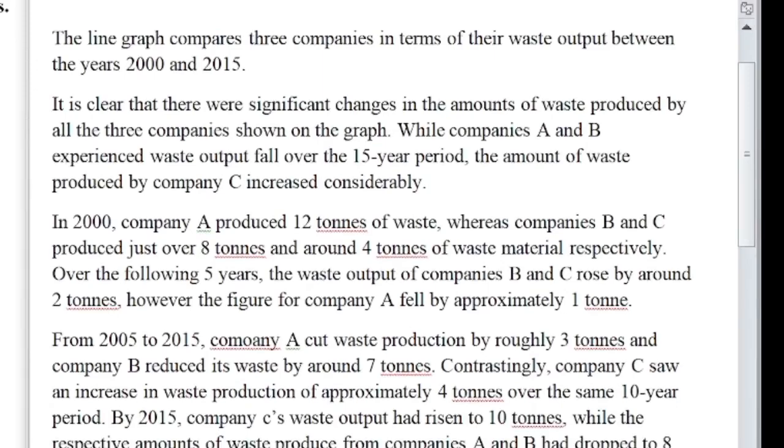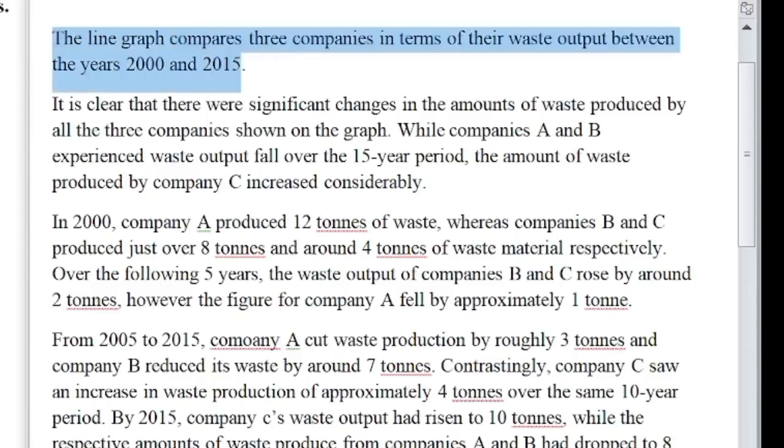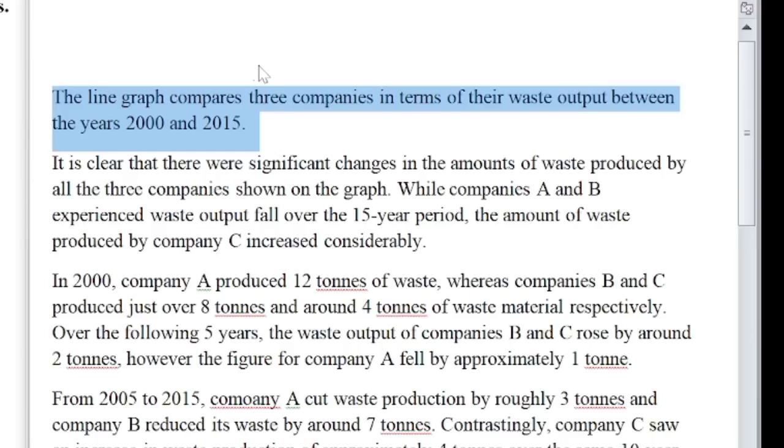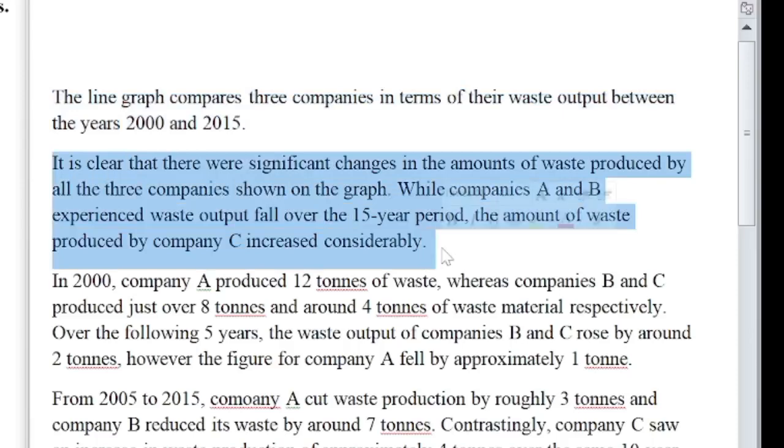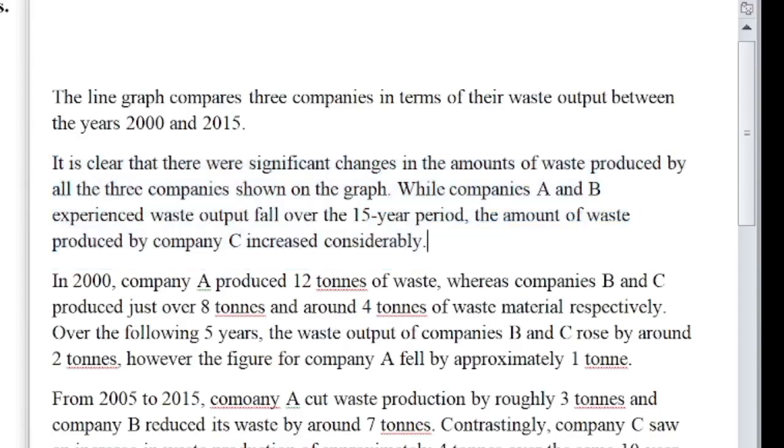Here we have, first of all, you start by paraphrasing the question, and then after that you go ahead and give your overview. You're just giving a clear overview. Here we said it's clear that there were significant changes in the amounts of waste produced by all the 3 companies shown on the graph. So you first talk about the general thing that there were significant or considerable changes, whereas company A and B saw a decrease over the period. The amount of waste of company C did what?